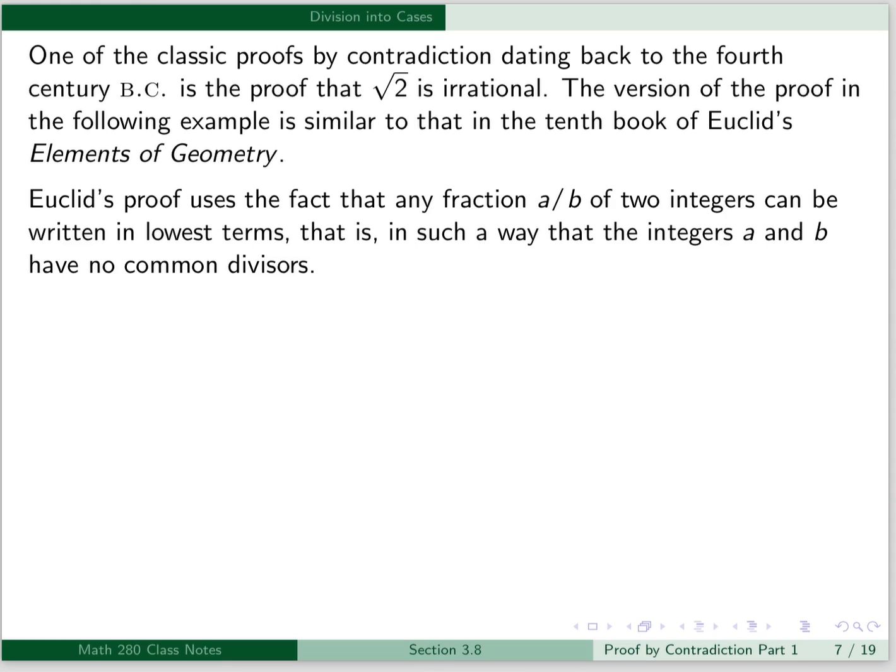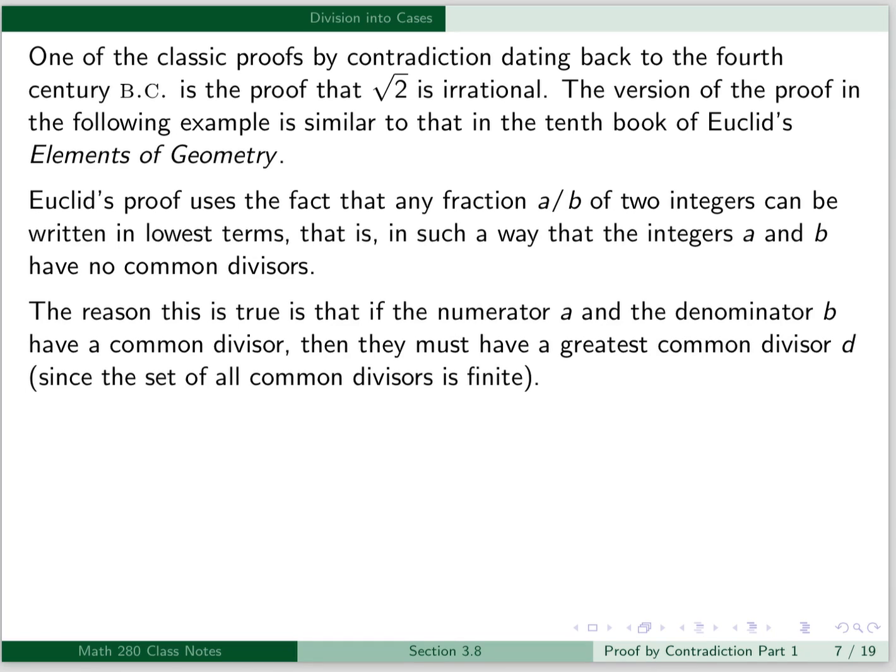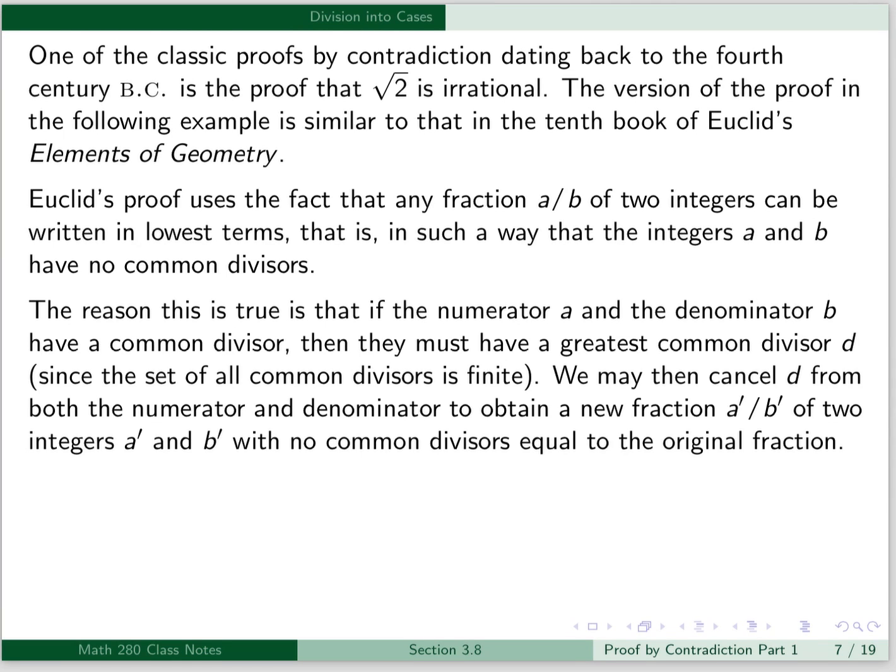Euclid's proof uses the fact that any fraction a over b of two integers can be written in lowest terms, that is, in such a way that the integers a and b have no common divisors. The reason this is true is that if the numerator a and the denominator b have a common divisor, then they must have a greatest common divisor d. This follows since the set of all common divisors will be finite. We may then cancel the greatest common divisor d from both the numerator and denominator to obtain a new fraction a' over b' of two integers a' and b' with no common divisors, which is equal to the original fraction.